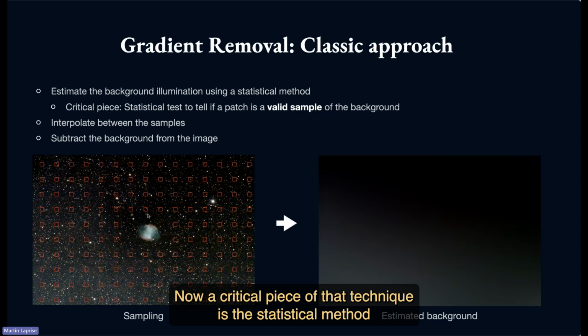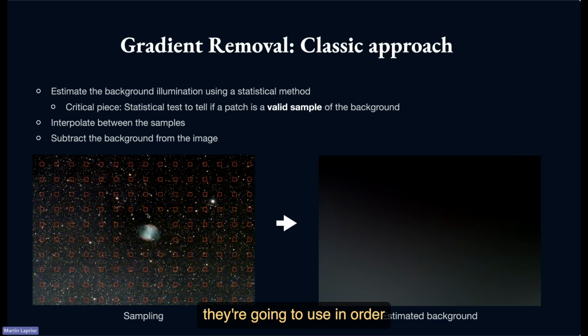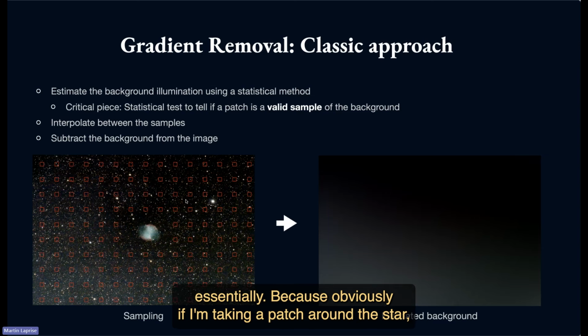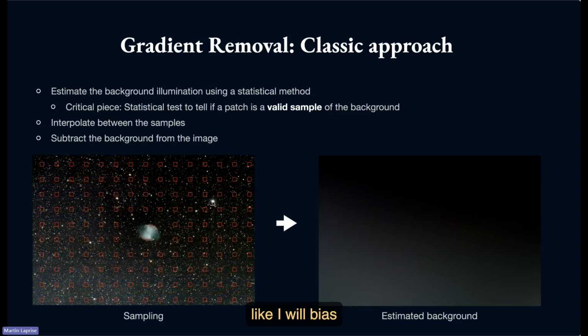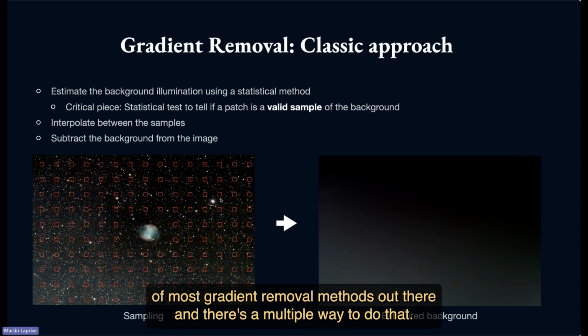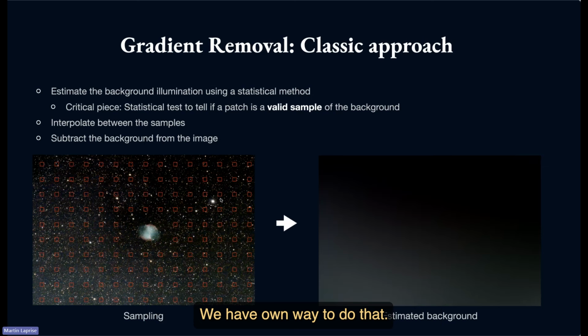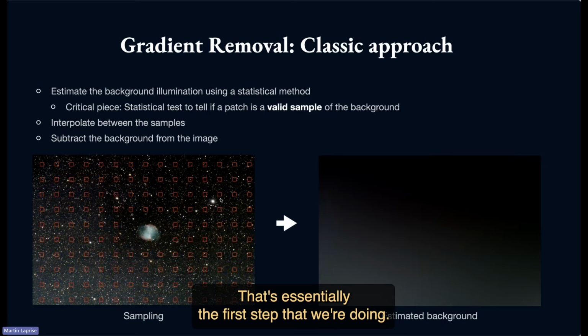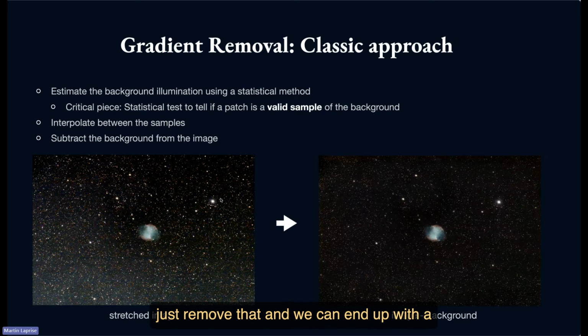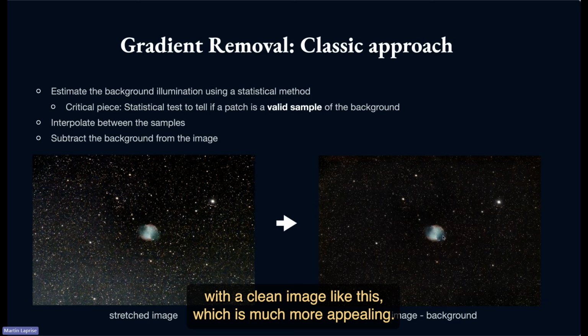Now, a critical piece of that technique is the statistical method they're going to use in order to tell apart valid patches from invalid patches, essentially. Because obviously, if I'm taking a patch around a star, I will bias the system, and it won't be a valid background. So that statistical test is really the secret sauce of most gradient removal methods out there. And there are multiple ways to do that. We have our own way to do that. That's essentially the first step that we're doing. Once we have that background, we can just remove it, and we end up with a clean image like this, which is much more appealing.